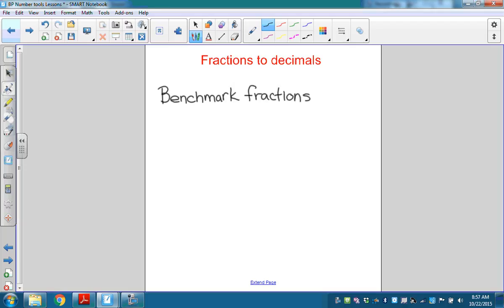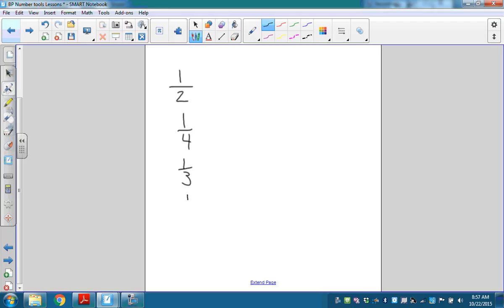are fractions that have denominators that are common, like halves, fourths, thirds, fifths, sixths and tenths for starters. And then with those, all the things that have those denominators.